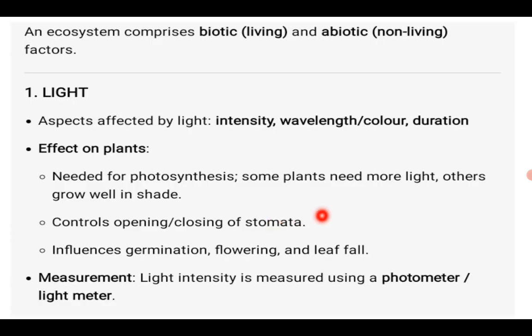The amount of light can be measured using an instrument called the photometer, also known as light meter. So you should see the place played by light in an ecosystem. Light is such a very important factor in an ecosystem. So take note, how does light influence the activities of an ecosystem? We'll mention these 3 points.